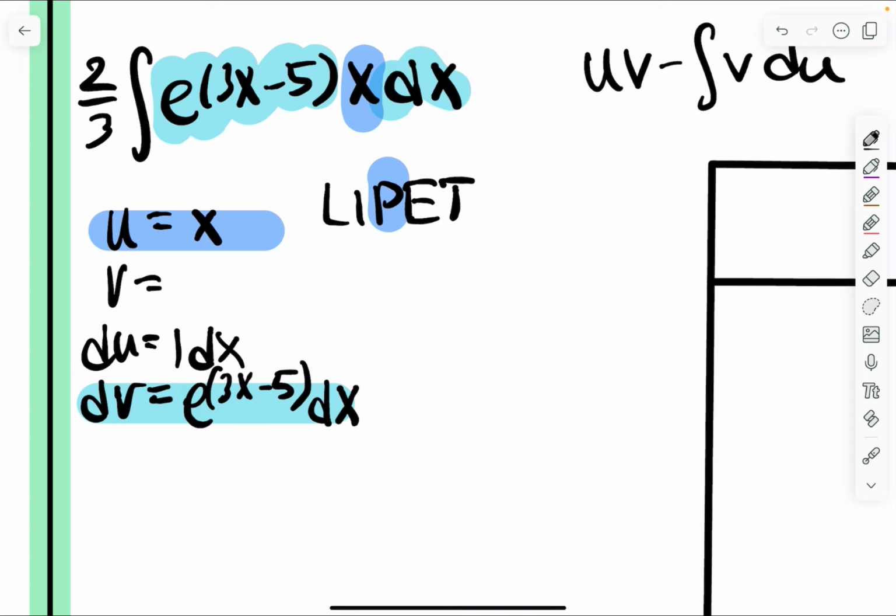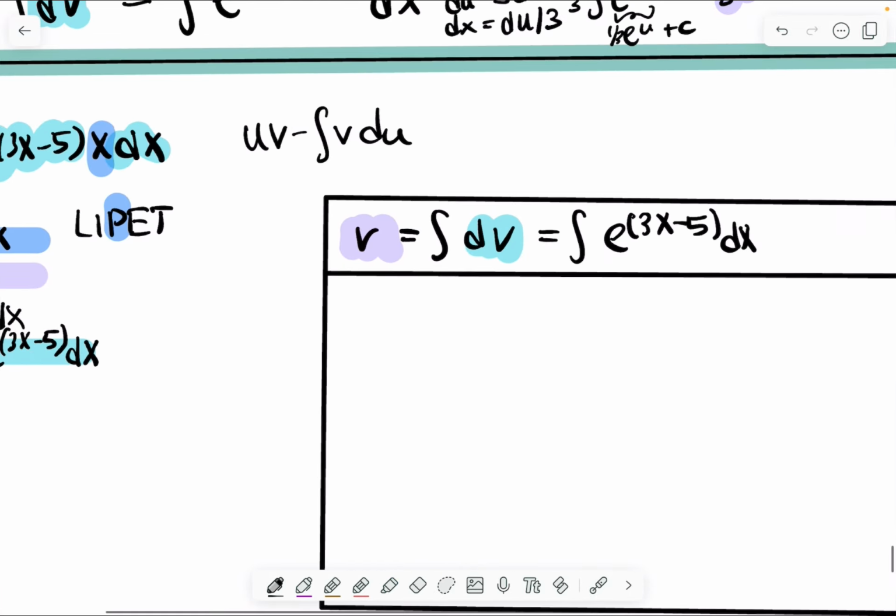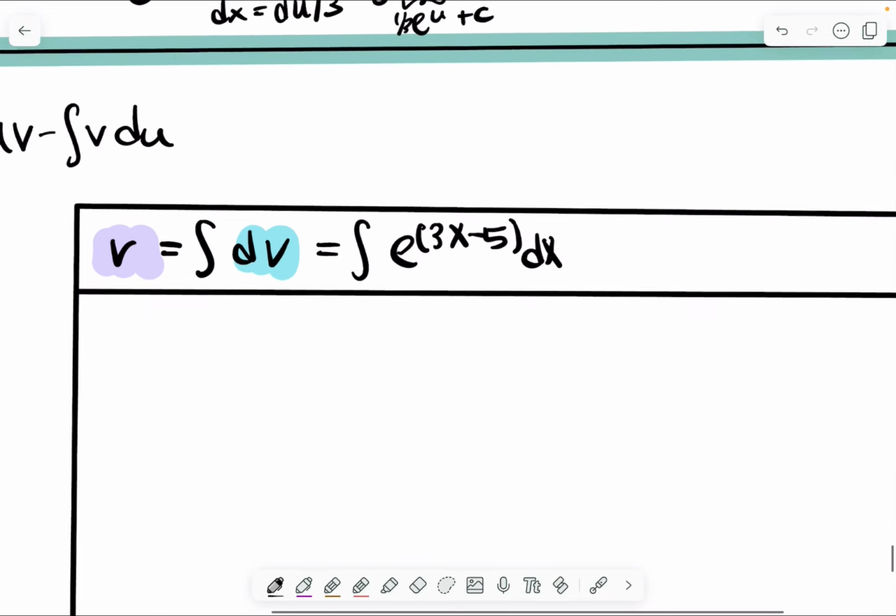And then our first integral, because we're doing integration by parts, is v. So v is equal to the integral of dv. So now we're going to go into this box and not leave until we get that answer.